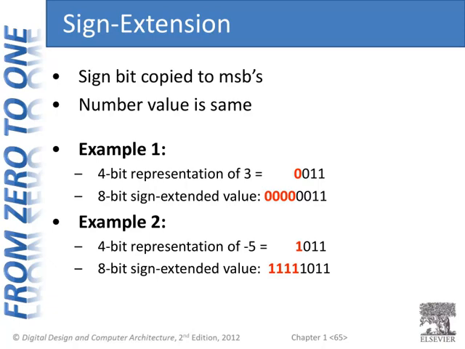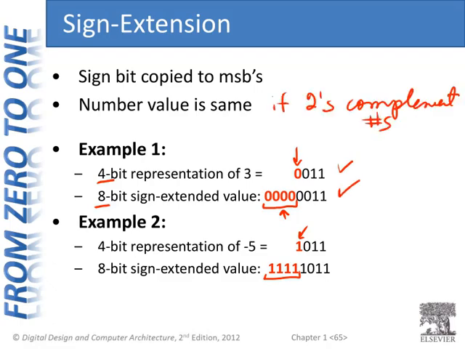Let's say, for example, we have a sign bit of 0. If we want to extend from 4 bits to an 8-bit representation, we take that sign bit and just put it into the most significant bits. If that sign bit, however, is 1, we take it and, again, put it into the most significant bits. Clearly, this number is the same if they're 2's complement numbers.